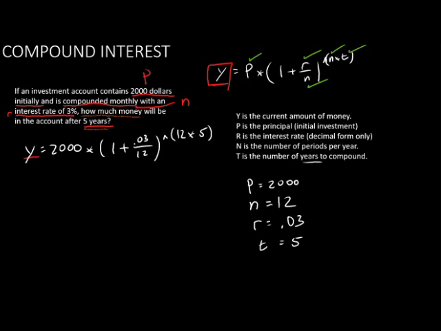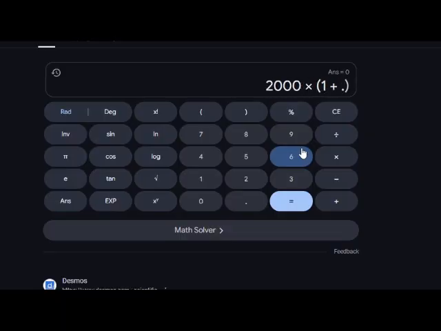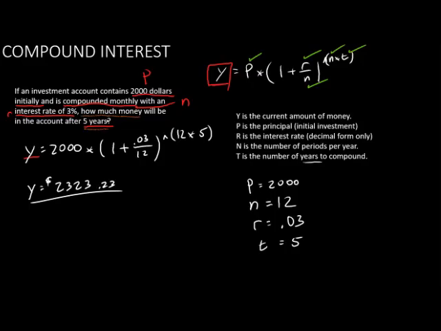We'll need to go to a calculator to handle this math. When we do the math, we get $2,323.23. Since the question asked how much money will be in the account, our final answer will be y, because the y stands for the current amount of money in the account. Therefore, after 5 years, there will be $2,323.23 in the account.